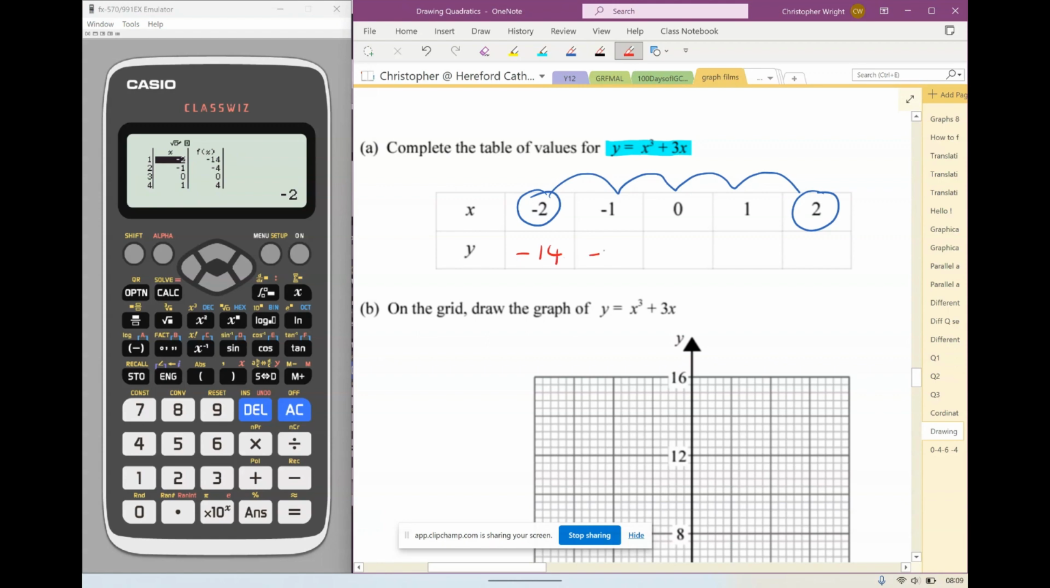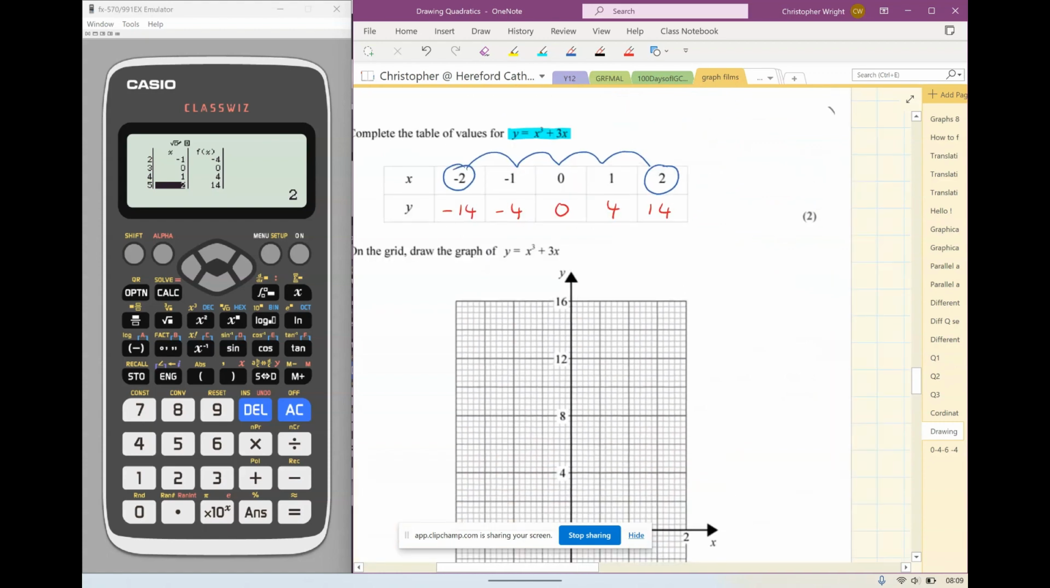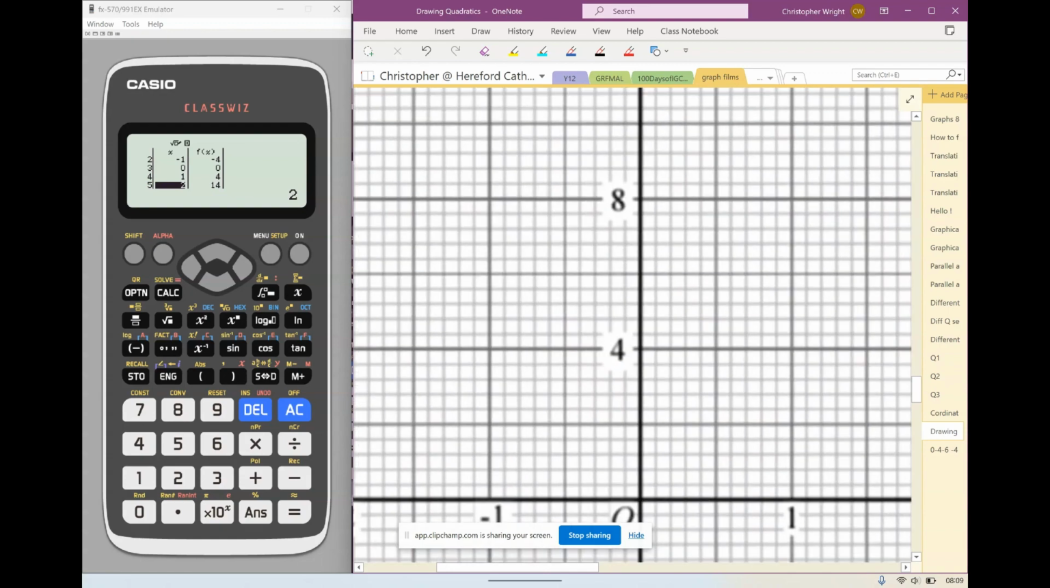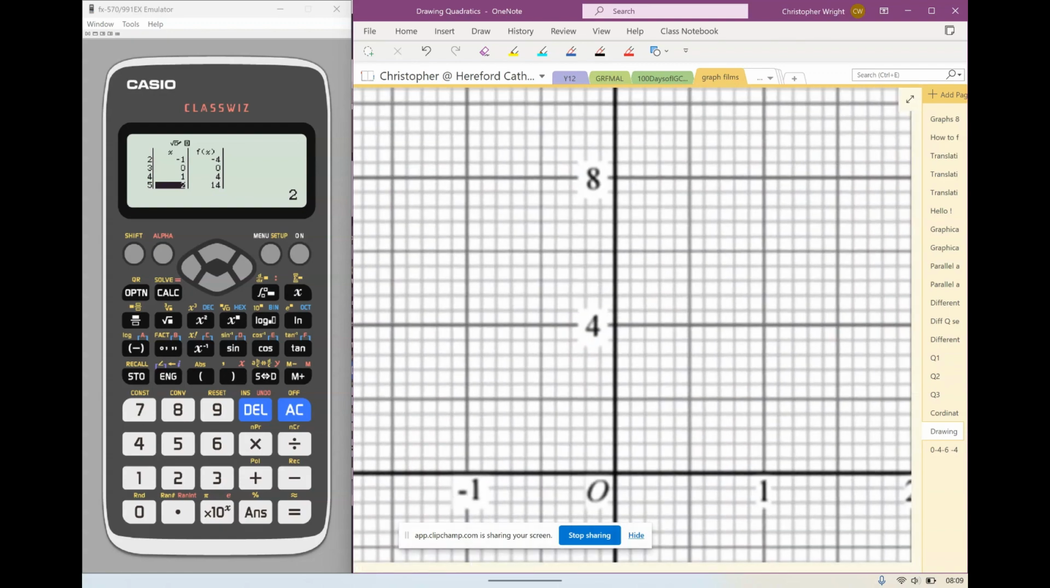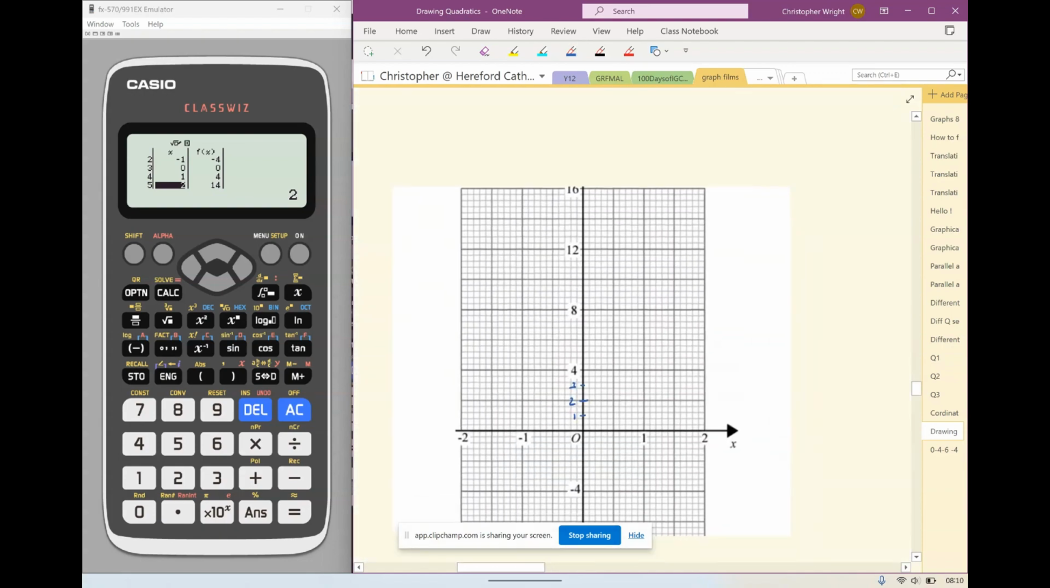-14, -4, 0, 4, and move my way down to find what the y value is when x is 2, and the answer is it's 14. Okay, on the grid, draw the graph of y equals x cubed plus 3x. Now let's just have a quick look at our scales. The scale on the x-axis looks pretty straightforward. Now the scale on the y-axis, we've seen this before, I think. So 0 to 4, so that is going to be 2. And so it's 2.5 squares for each unit going up my y-axis. All right, good. Now we've sorted out the scales.